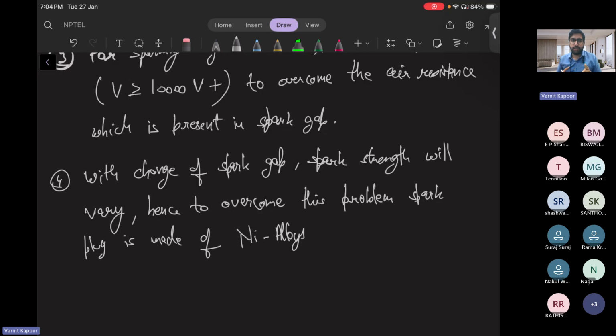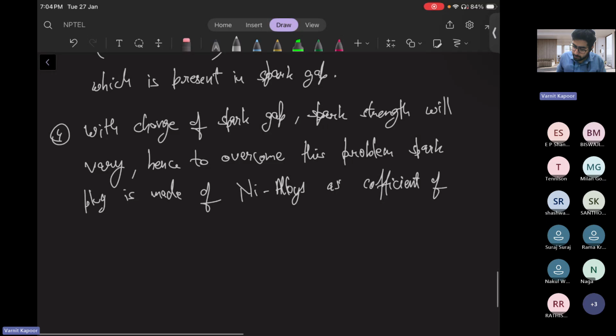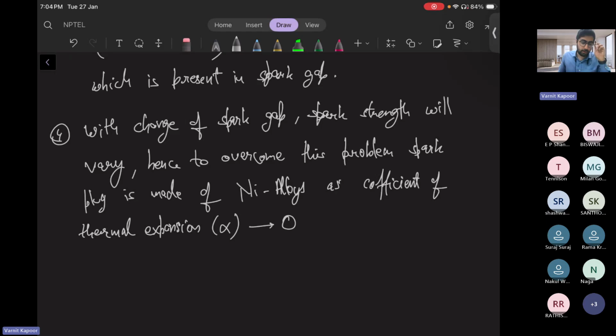We are manufacturing a vehicle with a constant spark gap to be maintained with some tolerance value. For that we need a material whose coefficient of thermal expansion is nearly 0. It should not expand on its own. So the spark plug is made of nickel alloys as the coefficient of thermal expansion alpha is nearly 0.